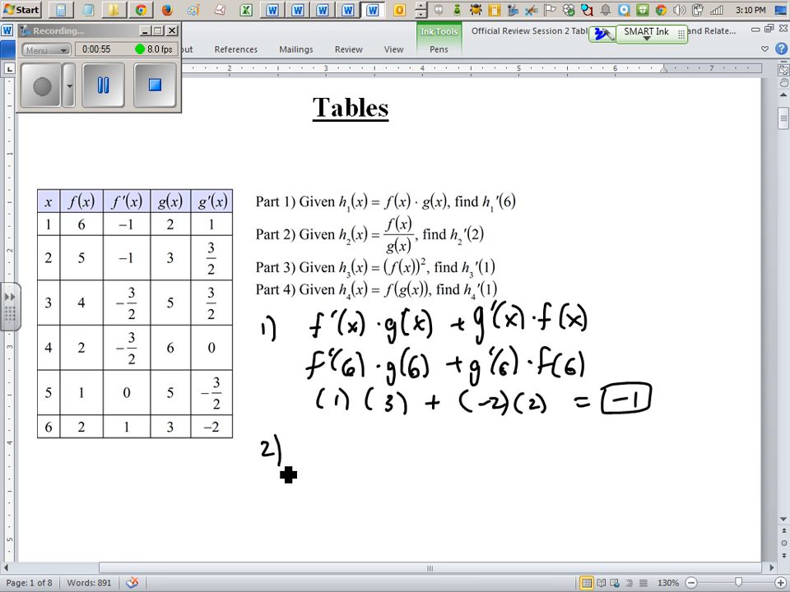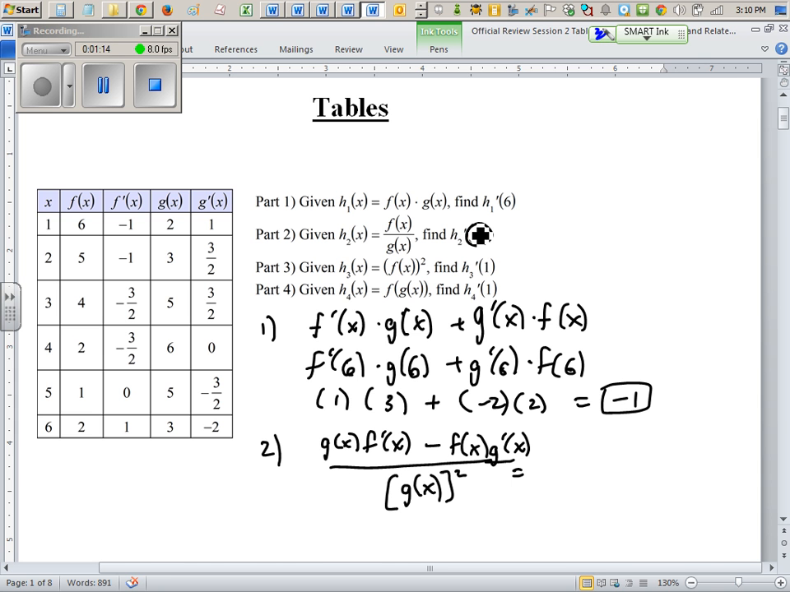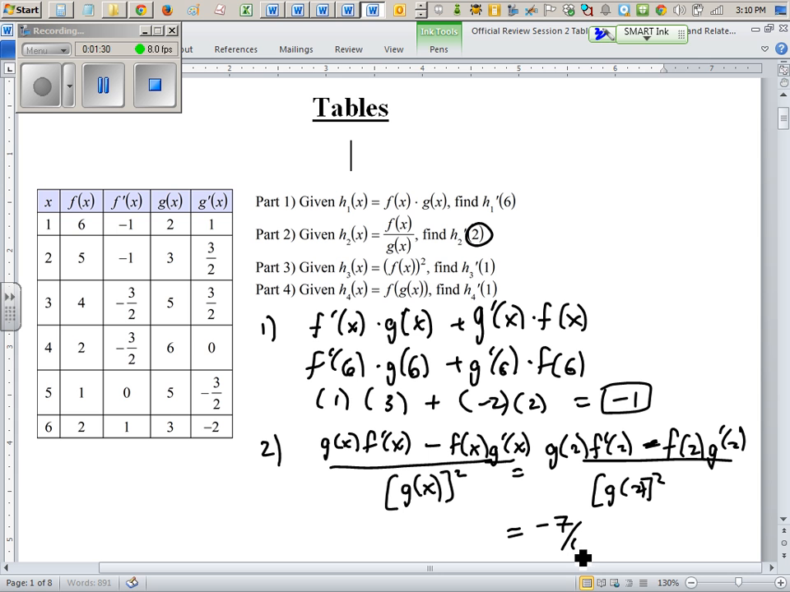For number 2, you're going to use probably quotient rule. So remember, it's low, D high. Don't get that backwards, right? Low, D high is first. And then you can plug in, this time we're doing h prime of 2. So plug in the 2. Plug in all the numbers. For that one I got negative 7/6 after all is said and done. You can double check that real quick.